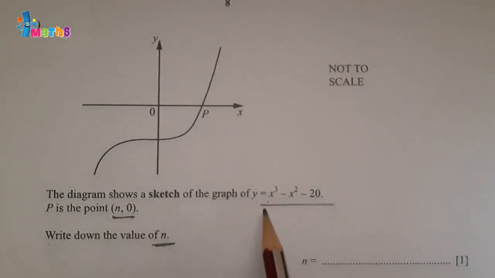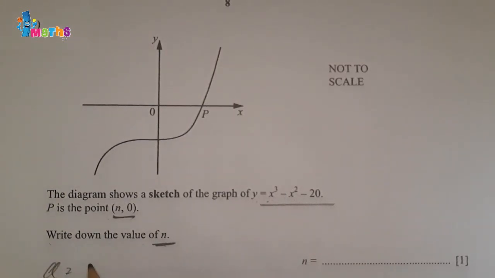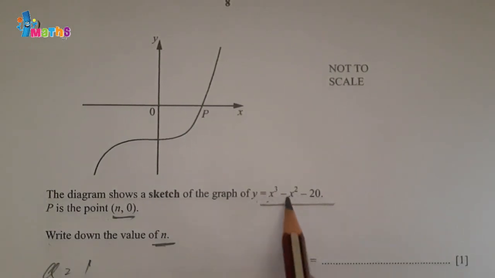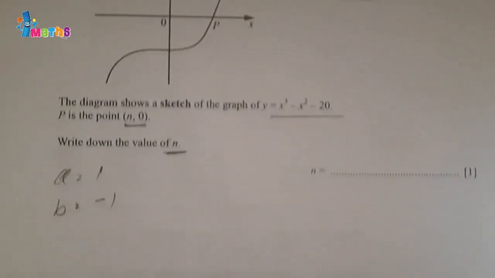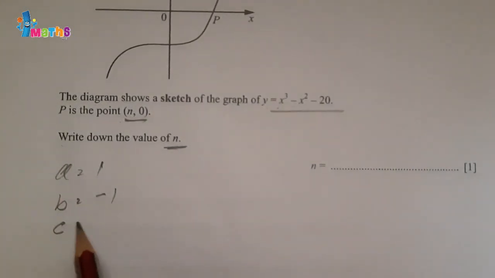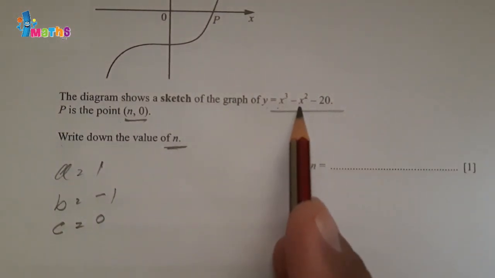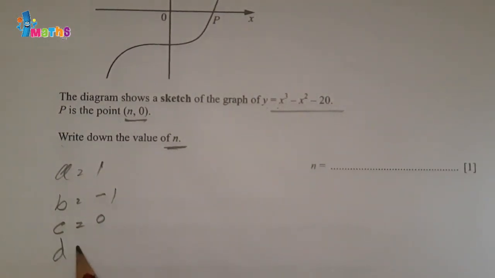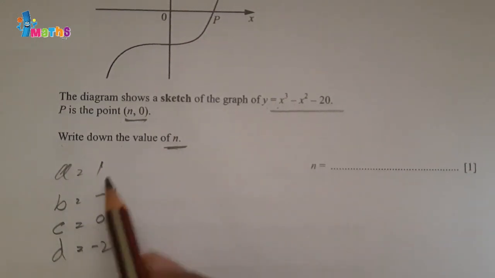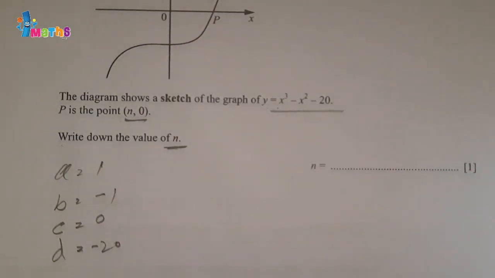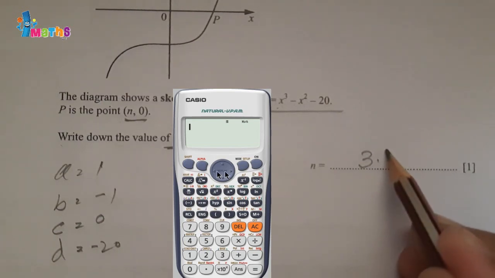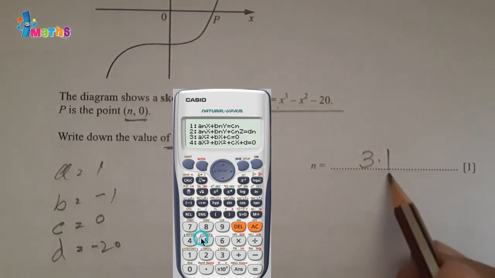If we insert this, the value of a will be 1, which is the coefficient of x cube. B will be equal to minus 1, which is the coefficient of x square. The value of c will be 0, because there is no x term in this equation, and the value of d will be equal to minus 20. So replacing these values in the calculator, you will get the value of x is equal to 3.1. So we can write the answer 3.1. This will be the n value, 3.1.